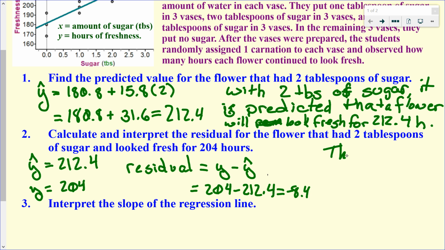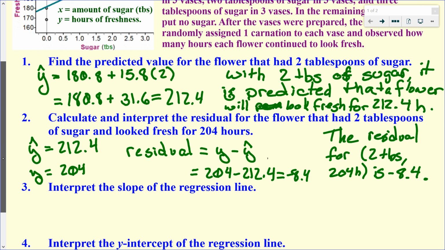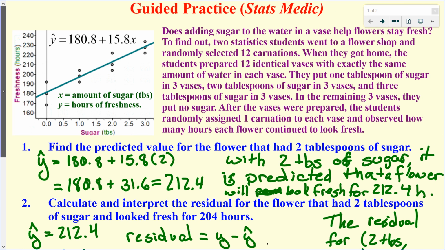So the residual, let me rephrase that, because it's the residual of a point, so we'll say the residual for 2 tablespoons, 204 hours, is negative 8.4. Okay. So now question 3 is asking us to interpret the slope of the regression line.